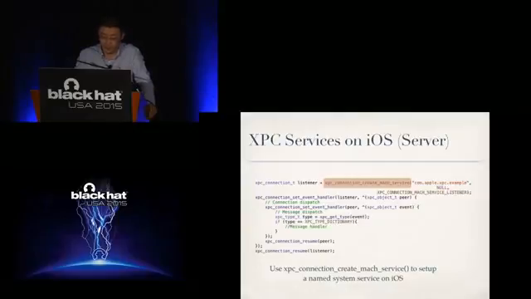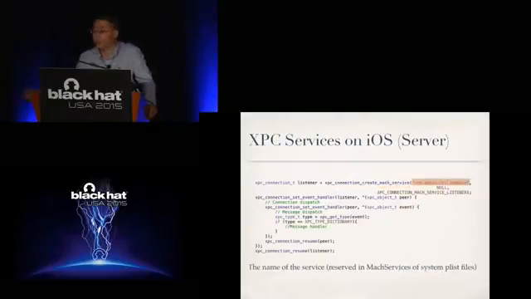the server. The first parameter is the name of the service, which has to be reserved in the Mach services of the system plist files. That means basically only the built-in binaries could use this API to set up the built-in services. They are not open to third-party applications. And one important parameter is the third one.